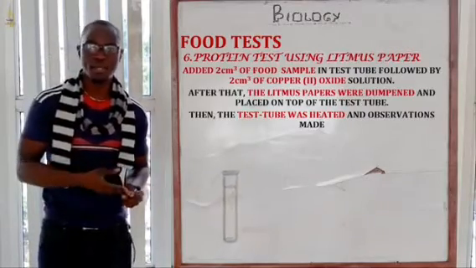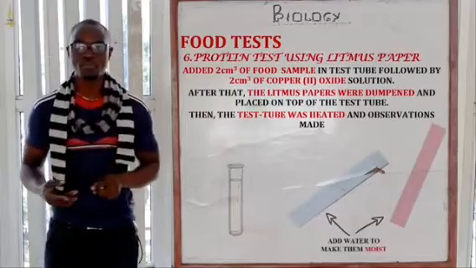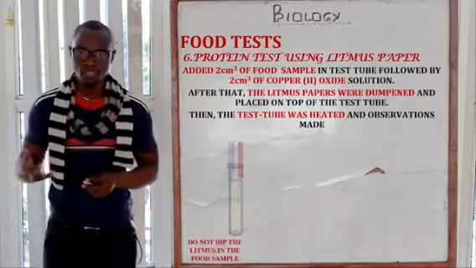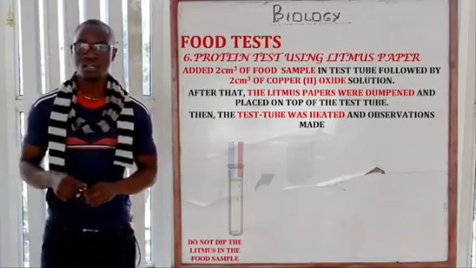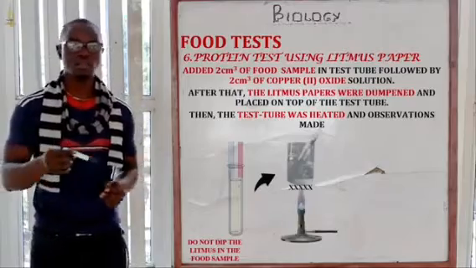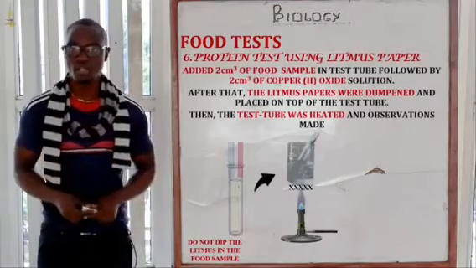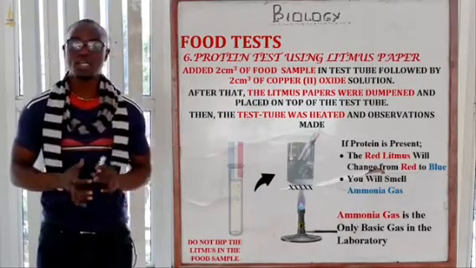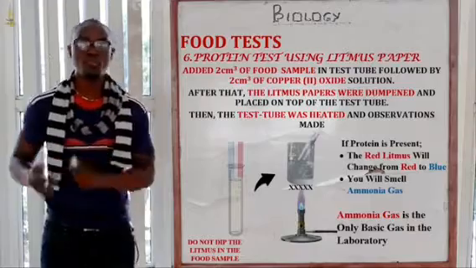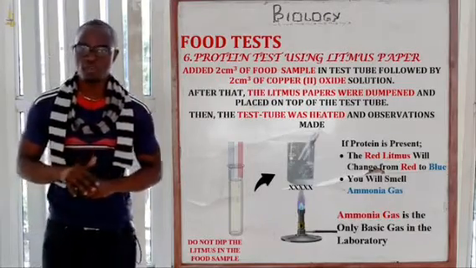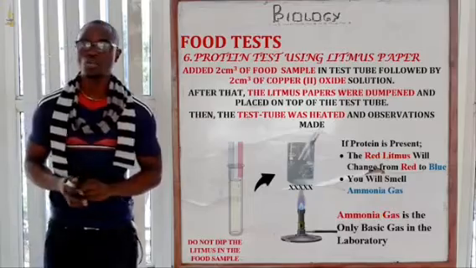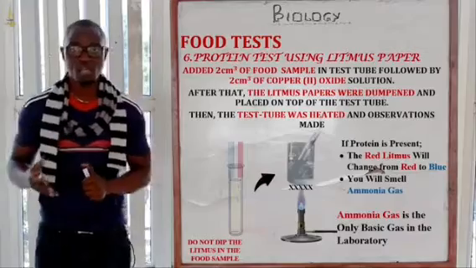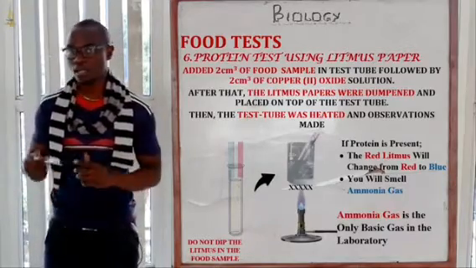After that, dampen the red litmus paper and the blue litmus paper, and place them on top of the test tube that has the contents. Then heat: take the test tube and place it in a warm water bath, and record your observations. If protein is present in the sample, the red litmus paper will change from red to blue, indicating the presence of protein. If you smell the contents, you will smell ammonia gas. The ammonia gas is responsible for turning the red litmus paper blue.